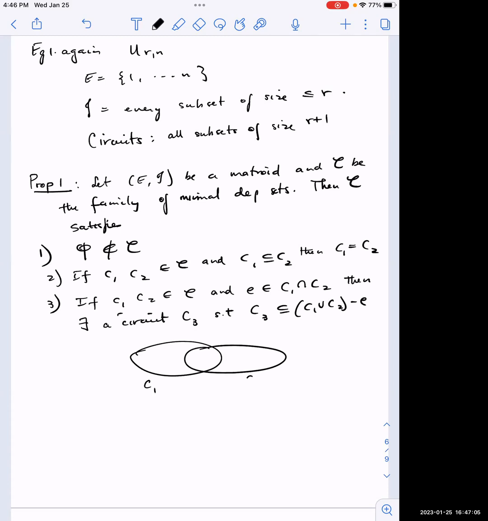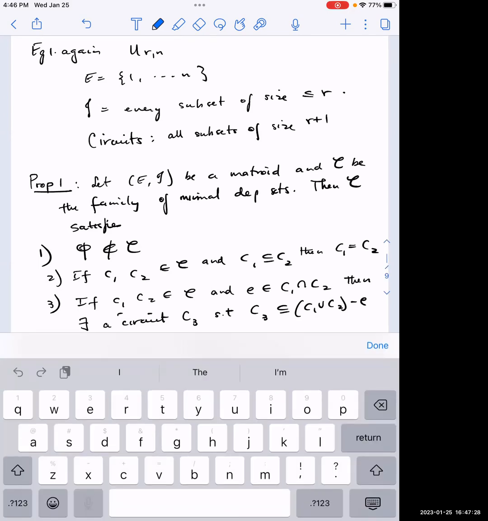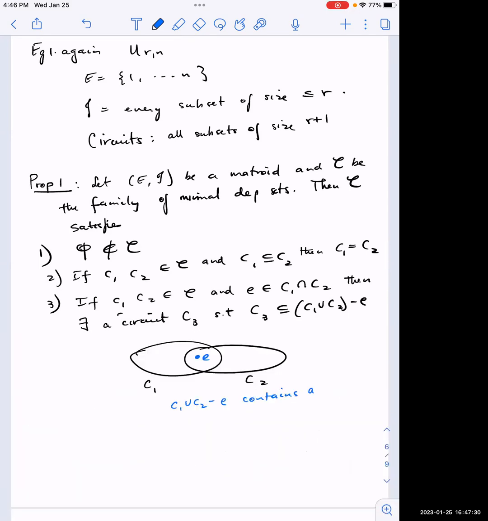So here you have C1, C2, and here you have an element E in the intersection of C1 and C2. Then C1 union C2 minus E contains a circuit. Sometimes it could be a circuit, but the axiom says it contains a circuit. That's all that's required.